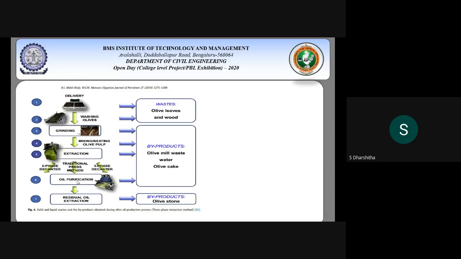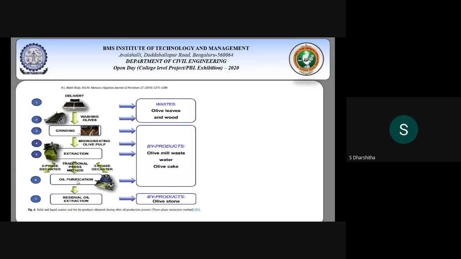During the process of making olive oil, waste products are removed in different stages. In the first and second stage, olive leaves and wood are removed while washing the olives. In the third, fourth, fifth, and sixth stages of processing olive oil, olive mill waste water and olive cake are the byproducts. At last, in the seventh stage, by residual oil extraction, olive stone is removed.